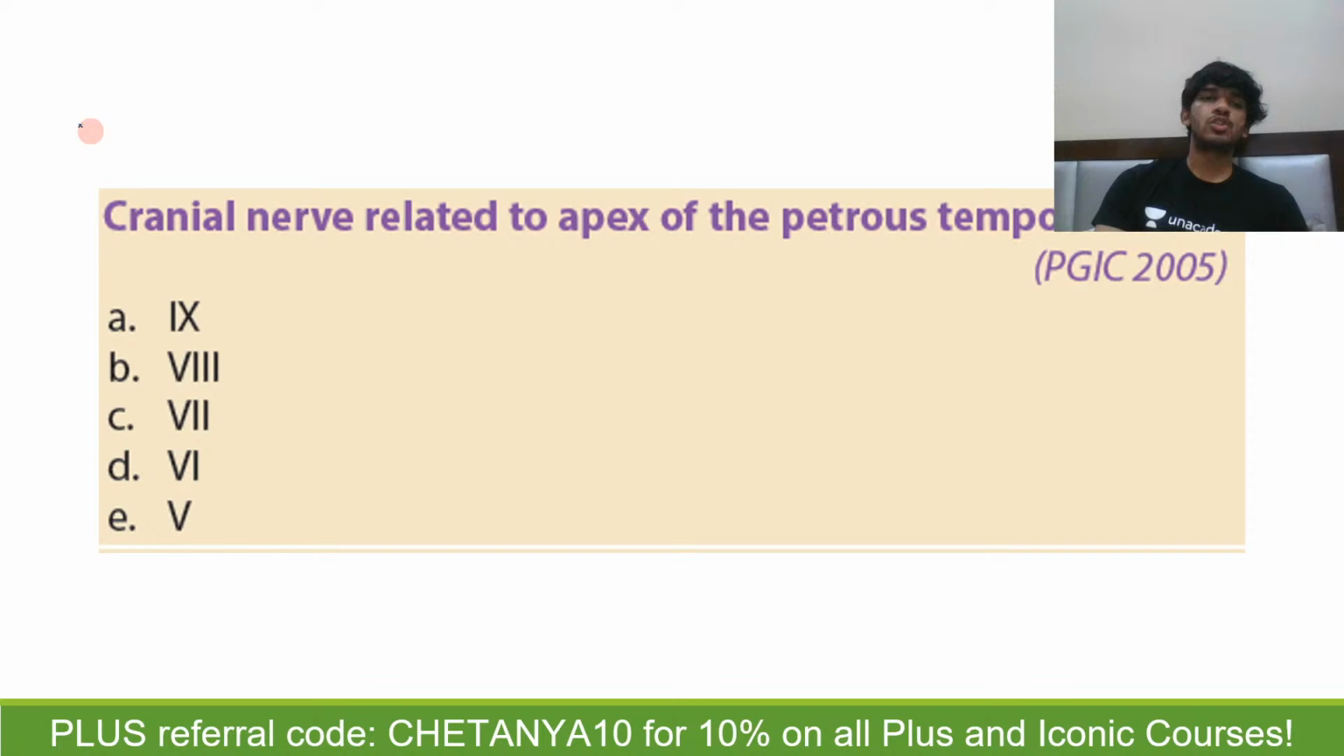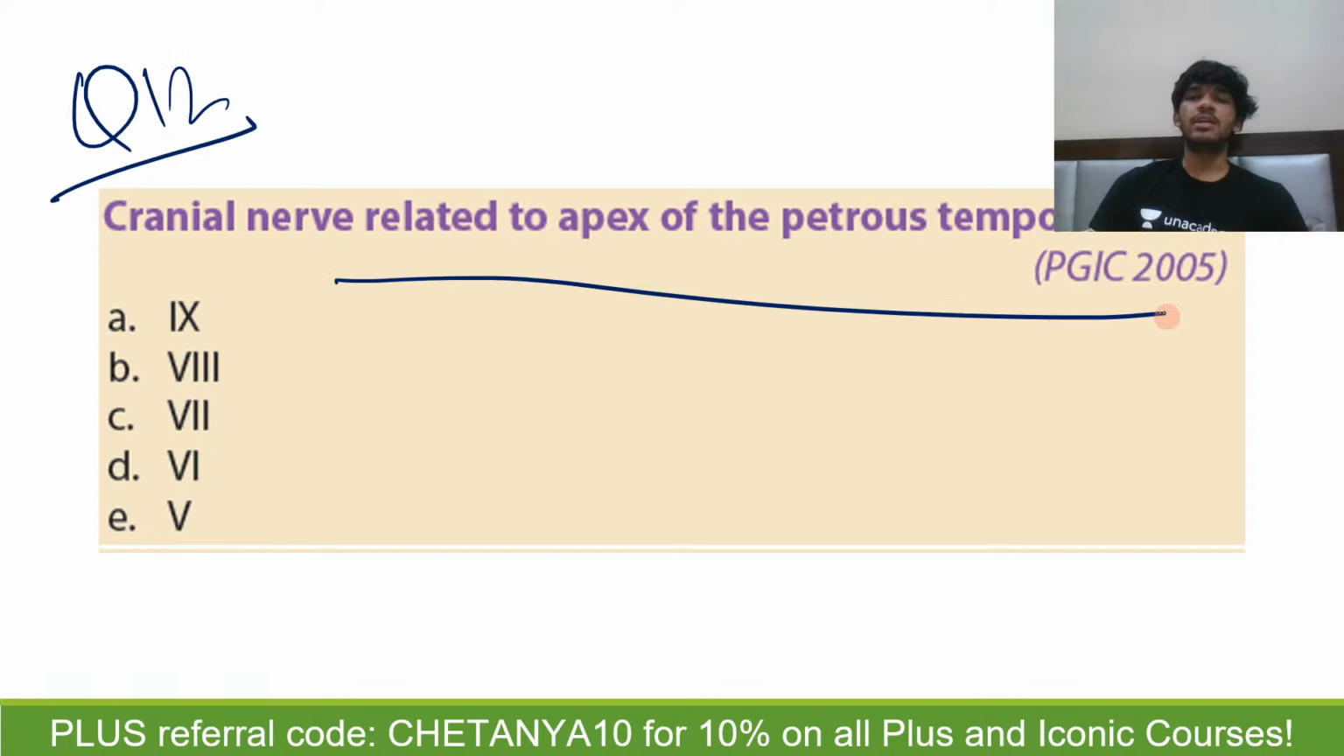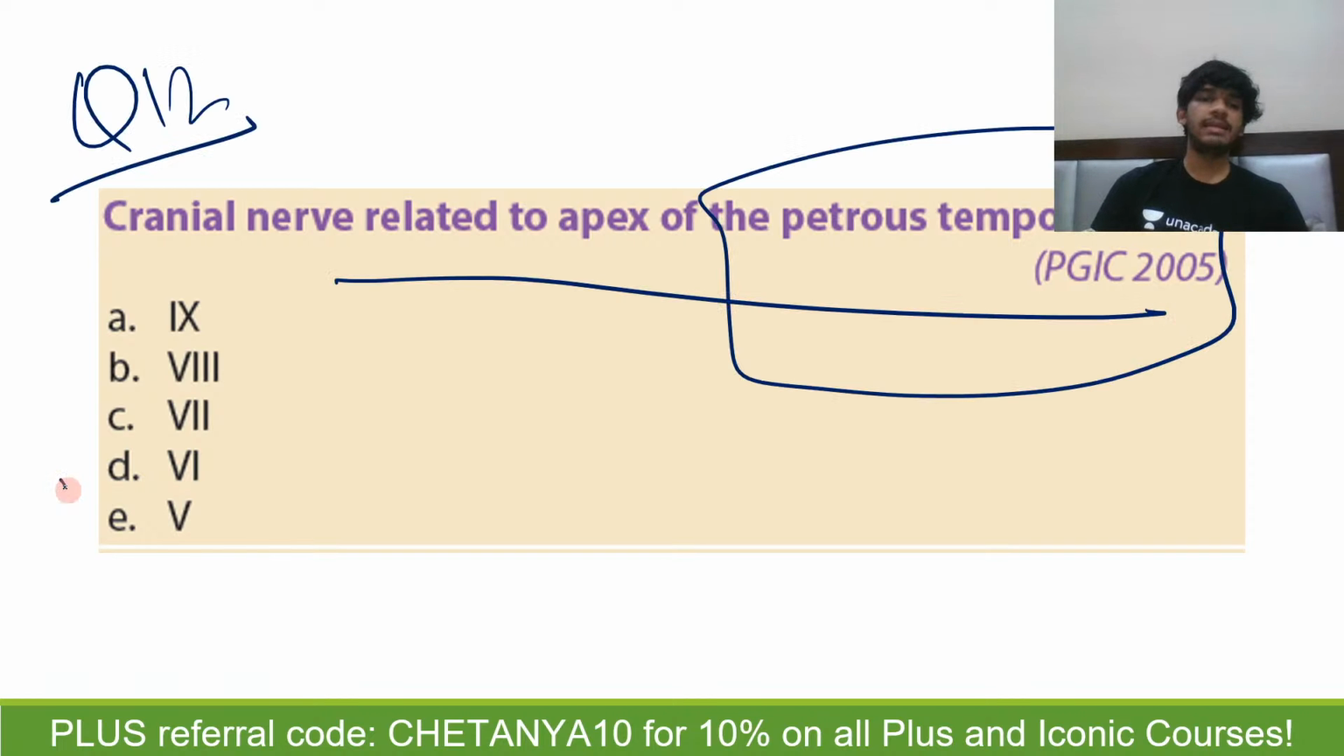Question number 12. Cranial nerve related to apex of petrous part of temporal bone. Very clear. Answer is abducens nerve. Answer is going to be abducens. Right.